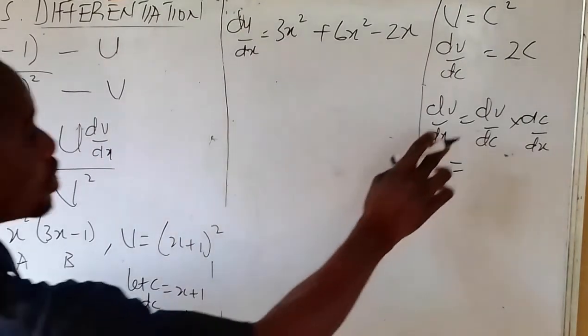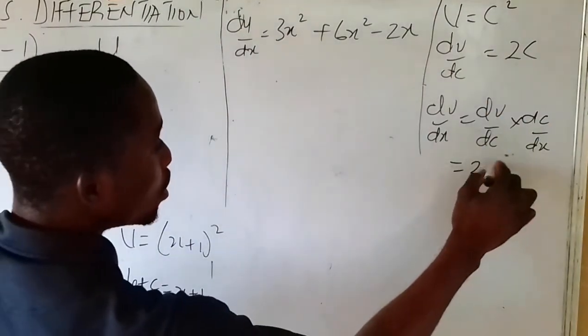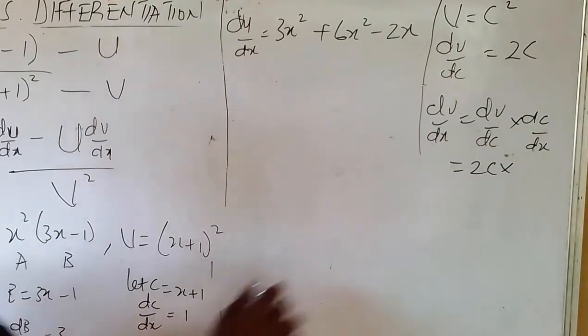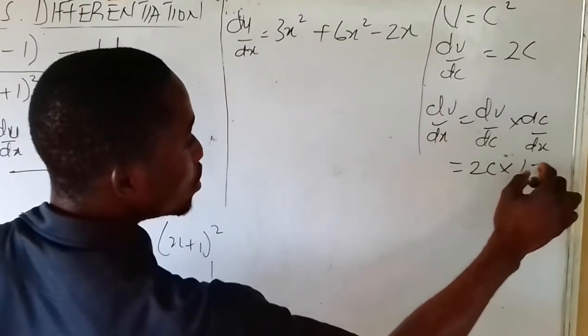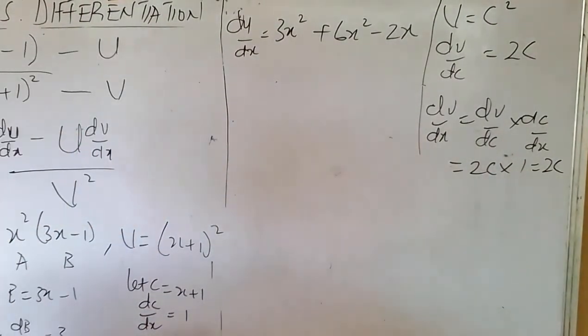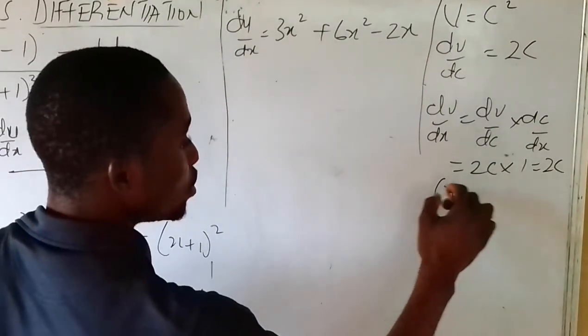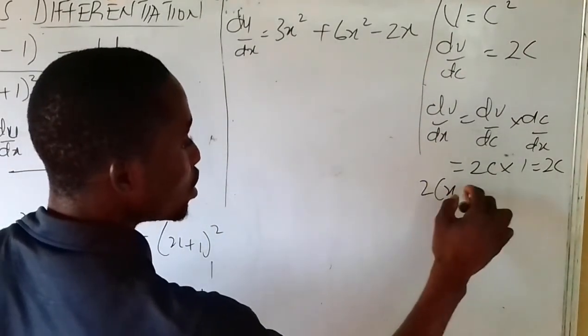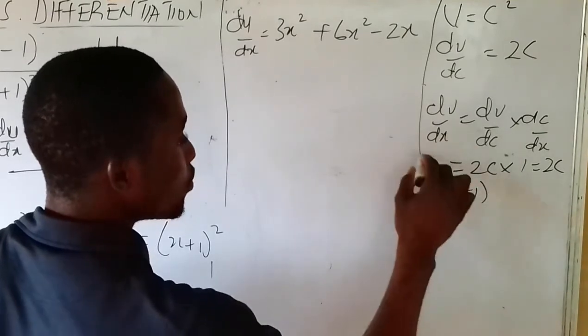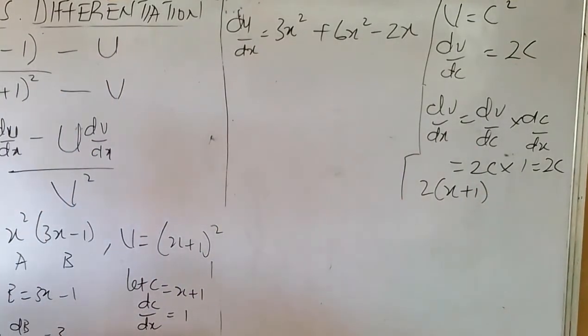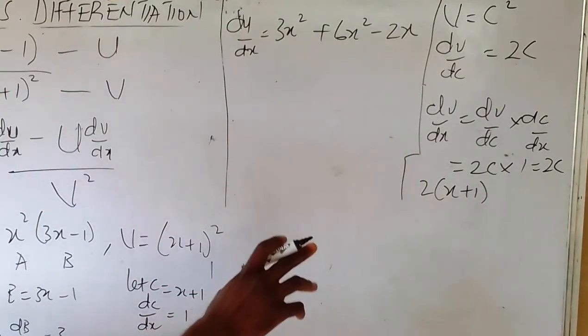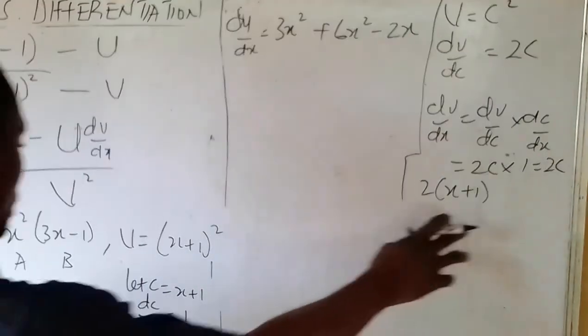Where dv/dc is 2c and dc/dx is 1, which is 2c. And our c from the question is x plus 1. That becomes 2 into bracket x plus 1. So that is for the dv/dx. The dv/dx is 2 into bracket x plus 1.